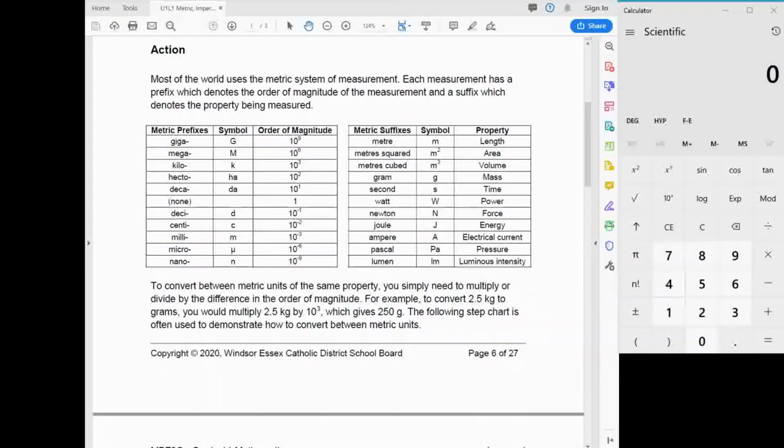But let's say I put a centi in front of it, so going 2 steps down, centi, or the lowercase c, it's of the order of 10 to the negative 2, which means we would divide by 100.